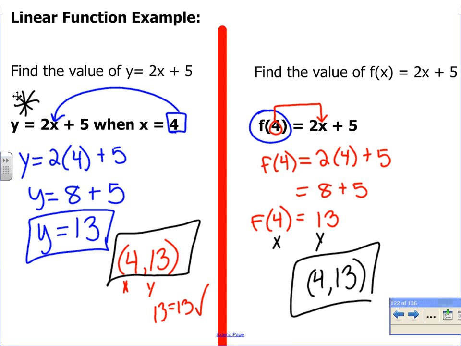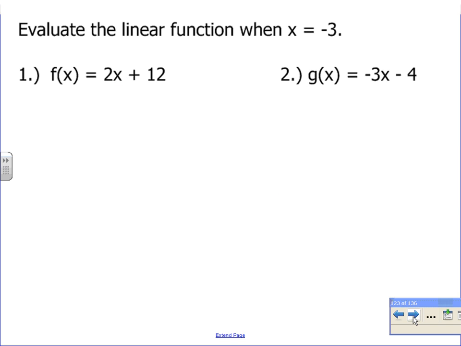Let's do one more together. Let's take a look underneath there at example 1. Okay, example 1. So we now need to evaluate the linear function when x equals -3. So they tell us here what x is, but typically you will see function notation written as f of -3 equals 2x plus 12. So we need to evaluate the function when x equals -3.